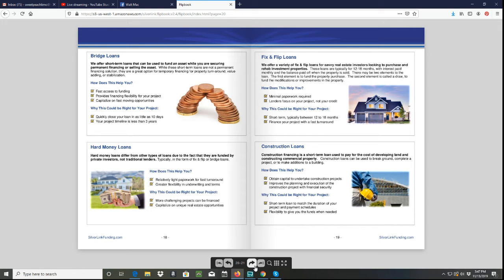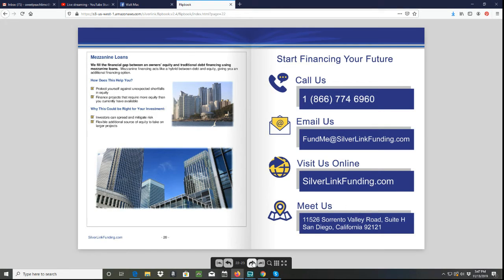There may be two elements to the loan. The first element is to fund the property purchase. The second element is called a draw to fund the modifications or improvements in the property. Mezzanine loans. We fill the financial gap between an owner's equity and traditional debt financing using mezzanine loans. Mezzanine financing acts like a hybrid between debt and equity, giving you an additional financing option.